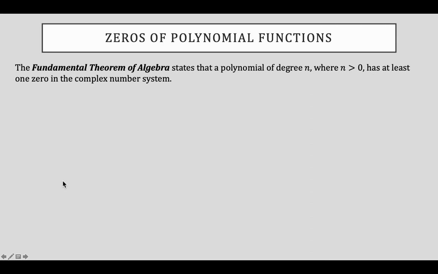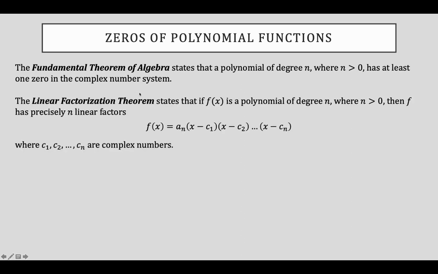So, zeros of polynomial functions. As we know already, zeros are the exact same thing as x-intercepts, right? The values of x that make our function equal 0. The fundamental theorem of algebra states that a polynomial of degree n, where n is greater than 0, has at least one 0 in the complex number system. Okay, I'm going to have at least one 0 in the complex number system. Notice that this says complex number system, so that includes imaginary numbers.